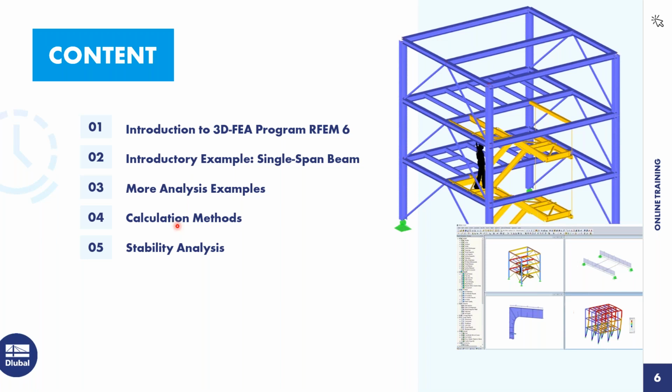What we do today is, first of all, I give you an introduction to the 3D FEA program Rfem 6. I will show you where you find all necessary tools, functions, options, and so on. Then together, we will do an introductory example, a very easy single span beam with a single load. Then we continue with more analysis examples: continuous beam, frame, truss, and so on. Then I will give you a short overview about calculation methods, first order theory and second order theory analysis, and finally also a short introduction to the stability analysis.